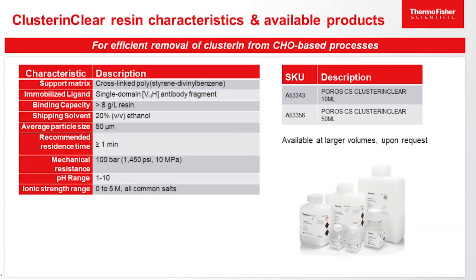My final slide is just some general features to summarize the properties of this resin. As I mentioned, the support matrix is based on our porous technology, which means it is a cross-linked polystyrene divinyl benzene backbone. The ligand itself is a VHH ligand. The capacity estimated is more than 8 grams per liter. Particle size is 50 microns, and we recommend a residence time of more than 1 minute.